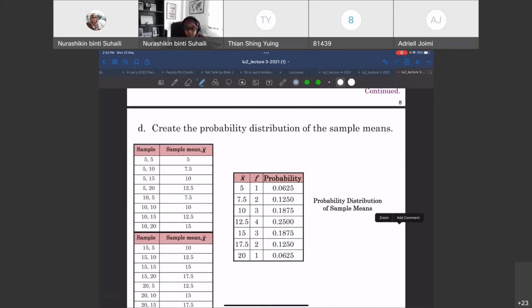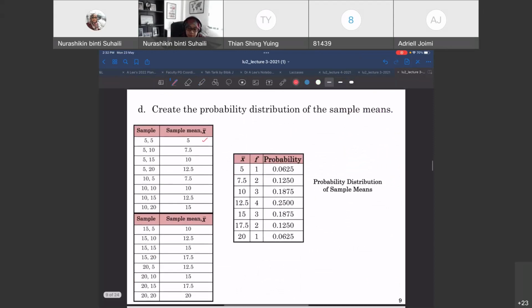Now we move a little bit further. We already have the sample means. Remember in the first topic of LU3, we talked about probability. Once you have these values, you create another table. Let's say the mean of 5, what is the frequency? 5 is 1. 7.5, how many are there? That is 2, so the frequency is 2.